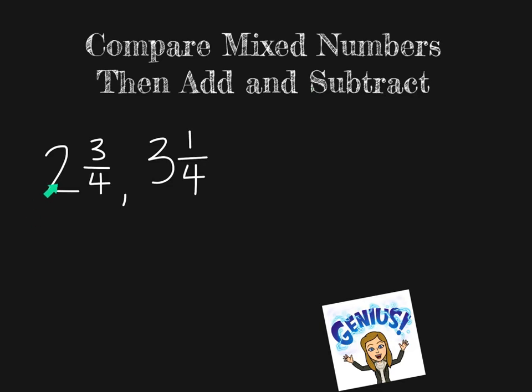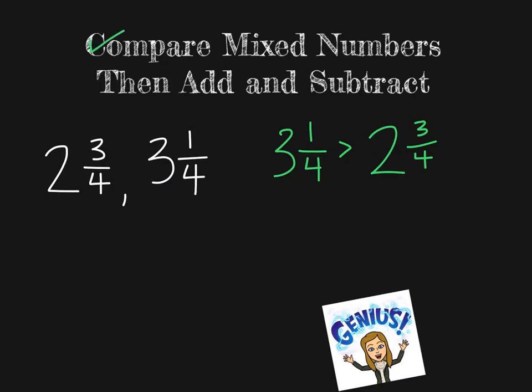So let's compare 2 to 3. Well, already my comparison is done. 3 is bigger than the number 2, so we have 3 1/4 is greater than 2 3/4. Even though the fraction 3/4 is greater than 1/4, the whole number beats out the fractions. So 3 1/4 is greater. Okay, step 1 is done.